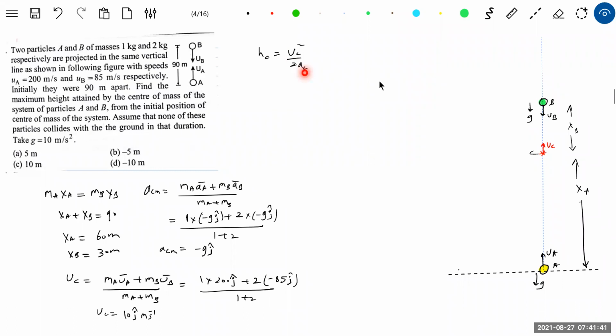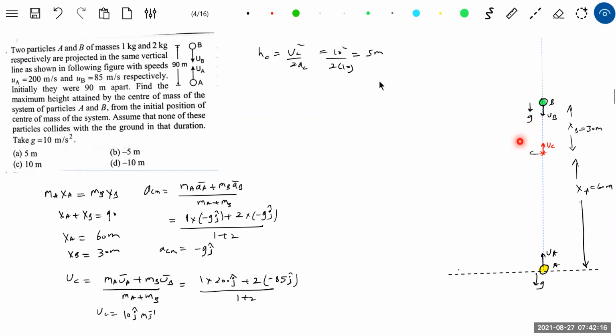Can you describe the motion of center of mass using the kinematics approach? Yes. Calculate the acceleration of center of mass, calculate the velocity of center of mass. Then you can write what is the maximum height ascended. So this will become 10 square by 2 into 10. 5 meter is what you will get. 5 meter from where? Initially it was already at 60 meter, no? So the maximum height, it will go somewhere.